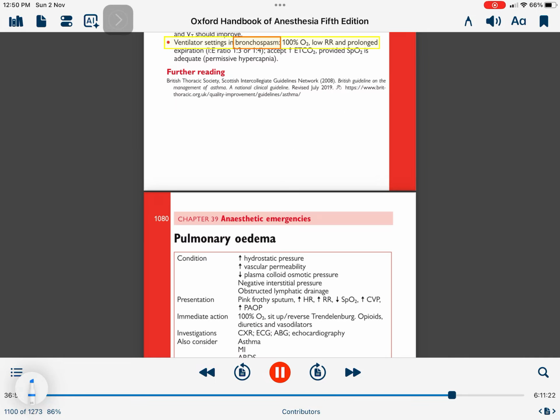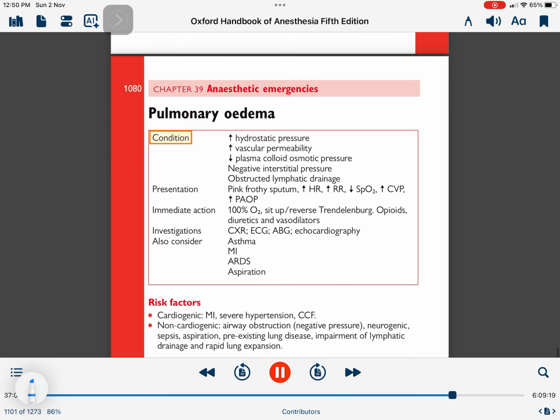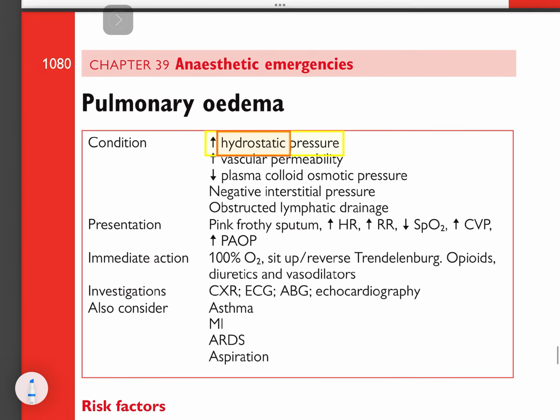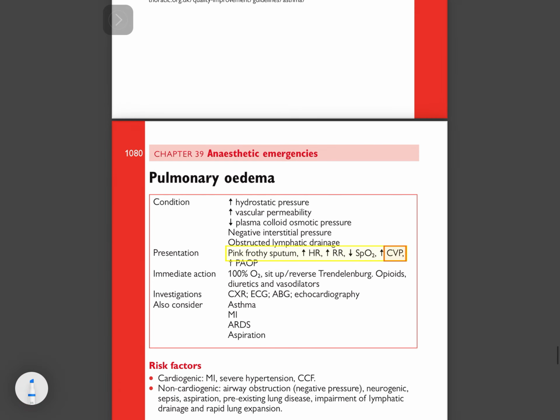Ventilator settings in bronchospasm: 100% O2, low RR and prolonged expiration, except increased ETCO2, provided SpO2 is adequate. Permissive hypercapnia. Pulmonary edema risk factors: increased hydrostatic pressure, increased vascular permeability, decreased plasma colloid osmotic pressure, negative interstitial pressure, obstructed lymphatic drainage. Presentation: pink frothy sputum, increased HR, increased RR, decreased SpO2, increased CVP.